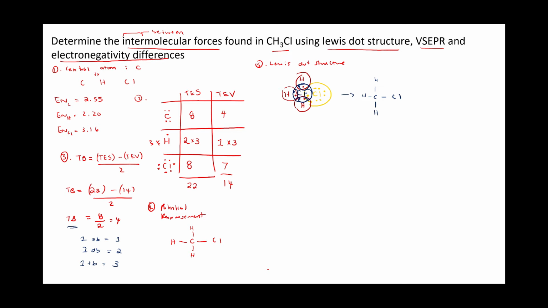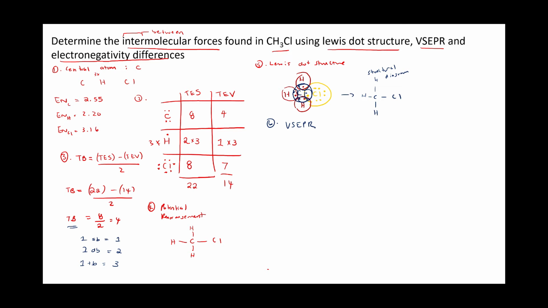Now this is all good and well, but if you take a look at the structure, this is not what the actual structure will look like. It doesn't have 90-degree bonds. So this is a structural diagram, but we want to look at its actual 3-dimensional model, and this is where we have to look at the VSEPR model.